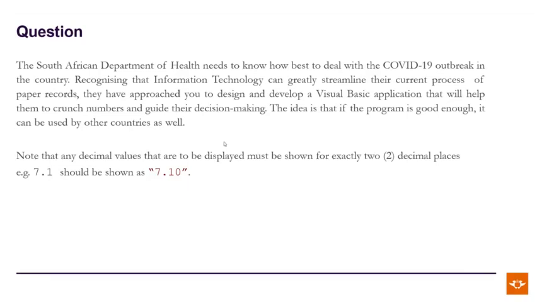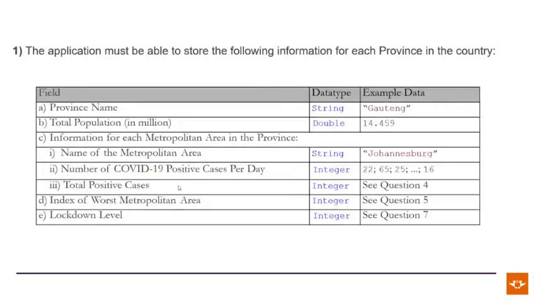So here we're dealing with a COVID outbreak. Recognize information technologies greatly streamline the current process of paper records. If you want to download the tutorial, it's on Eve already, because I'm going to go through it and then work through the code and do the code with you. You've been approached to develop a Visual Basic application that will help crunch numbers and guide the decision making, if the program is good enough. It can be used in other countries as well. So one thing we have to do is a 2-decimal formatting. The application must store the following information per province.